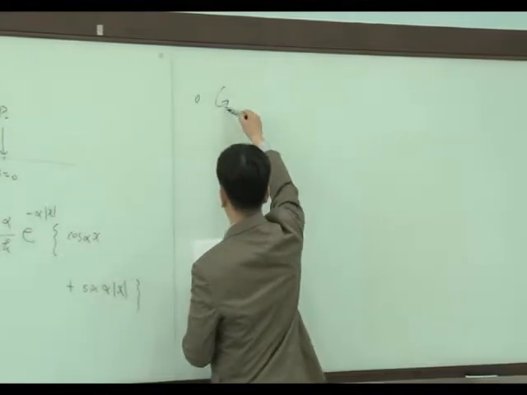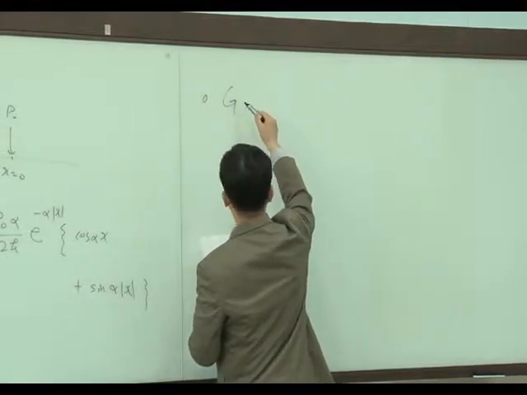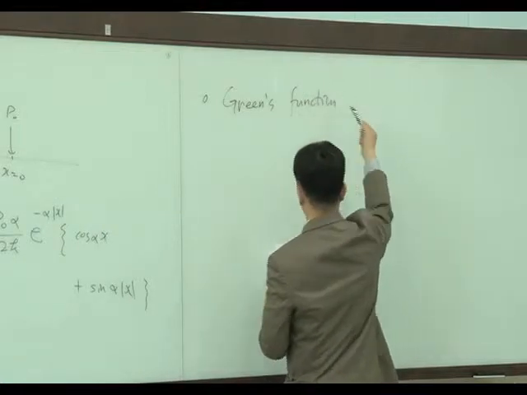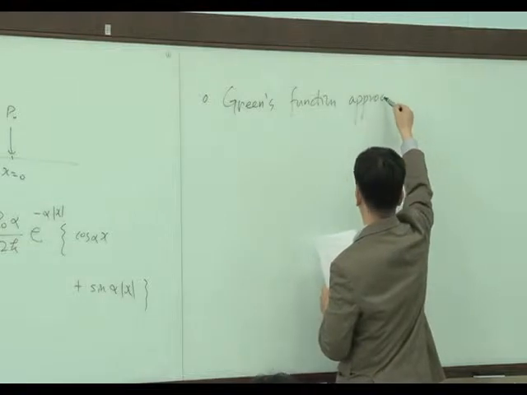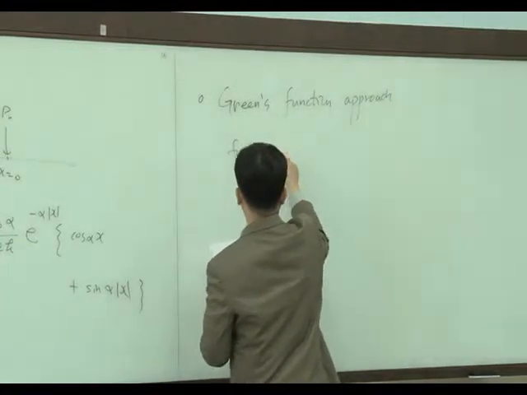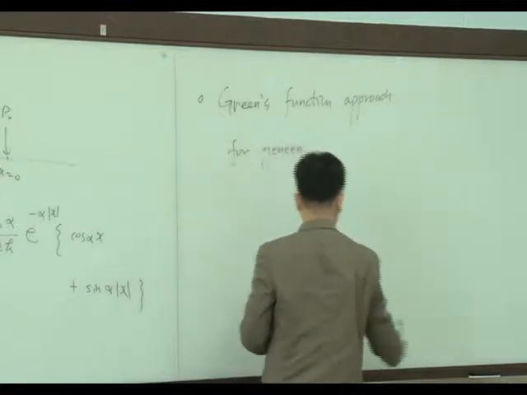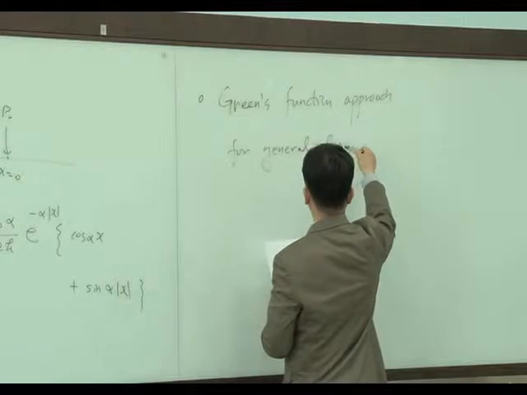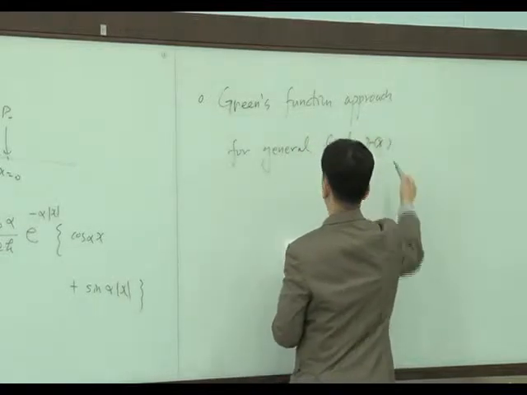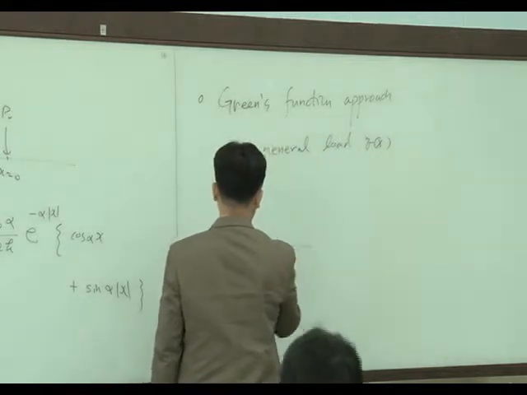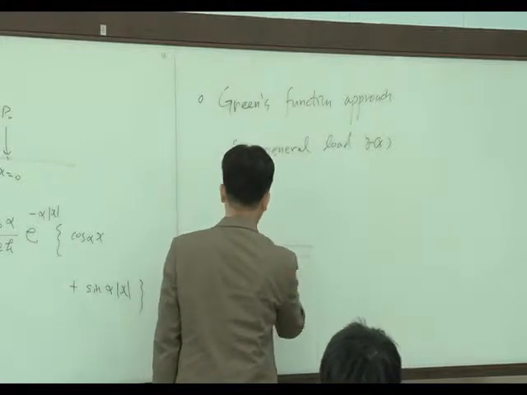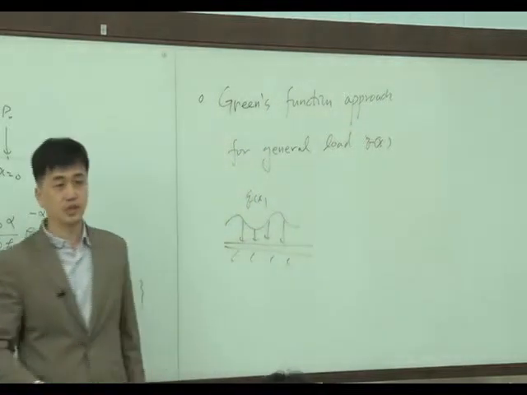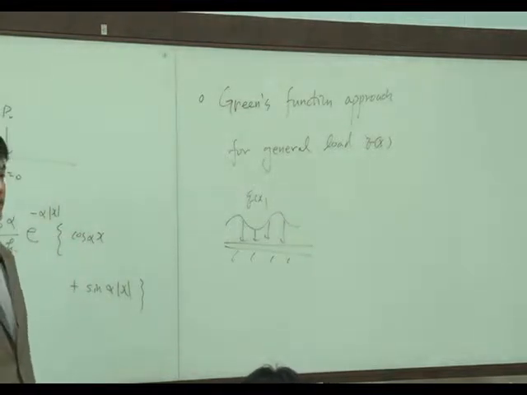So today's topic is the extension of that Green's function approach for general load Q. So today I would like to talk about how to calculate the solution when a general shape of distributed loading is applied for the infinite length of the beam on elastic foundation.